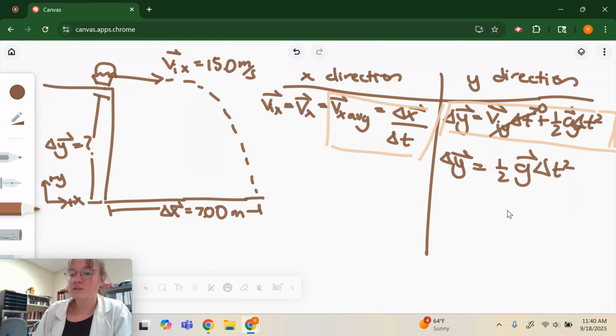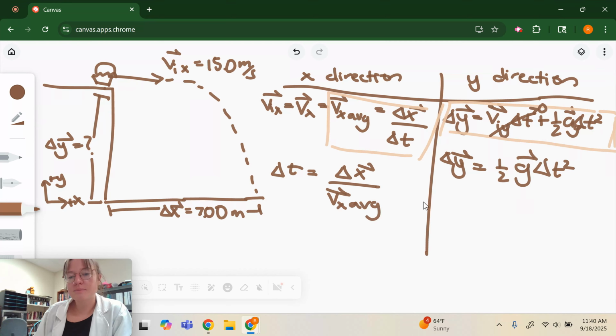Now here's what I know. I'm looking for delta y. I know g, but I don't have delta t. So this time I'm going to go to the x direction to find it. To find it, I start by doing some rearranging. My delta t is going to equal my delta x divided by my v average in the x direction, which we know is the same as my initial velocity in the x direction.